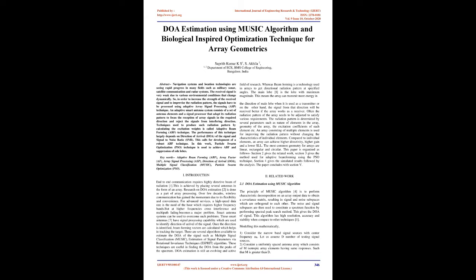So, in order to increase the strength of the received signal and to improve the radiation pattern, the signals have to be processed using adaptive array signal processing, ASP, technique. An adaptive smart antenna system consists of a set of antenna elements and a signal processor that adapts its radiation pattern to focus the reception of array signals in the required direction and reject the signals from interfering directions.